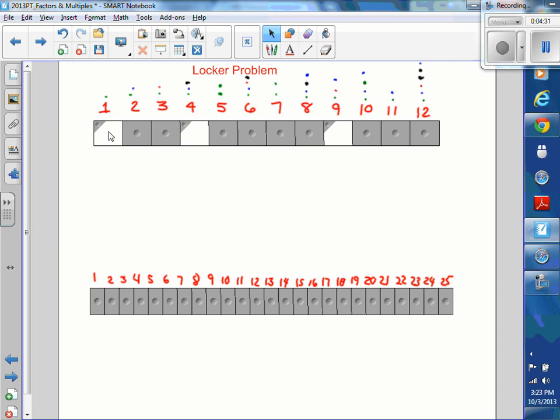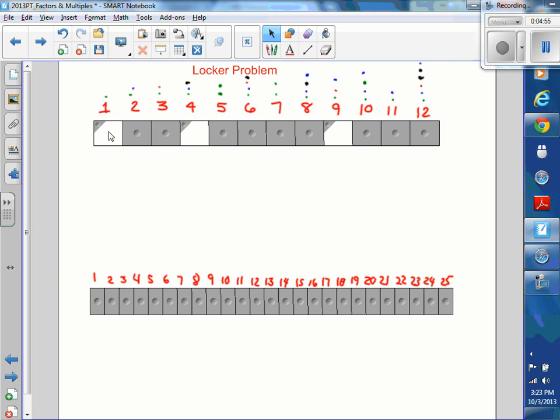So the question is, which locker doors are open? What do you notice, Echo? 1, 4, 9 are open. I think I see something. And so it says that there's 1,000, which in my opinion is a lot of lockers. Right, so we can't do 1,000, but guess what? Doing 12, what do you notice?